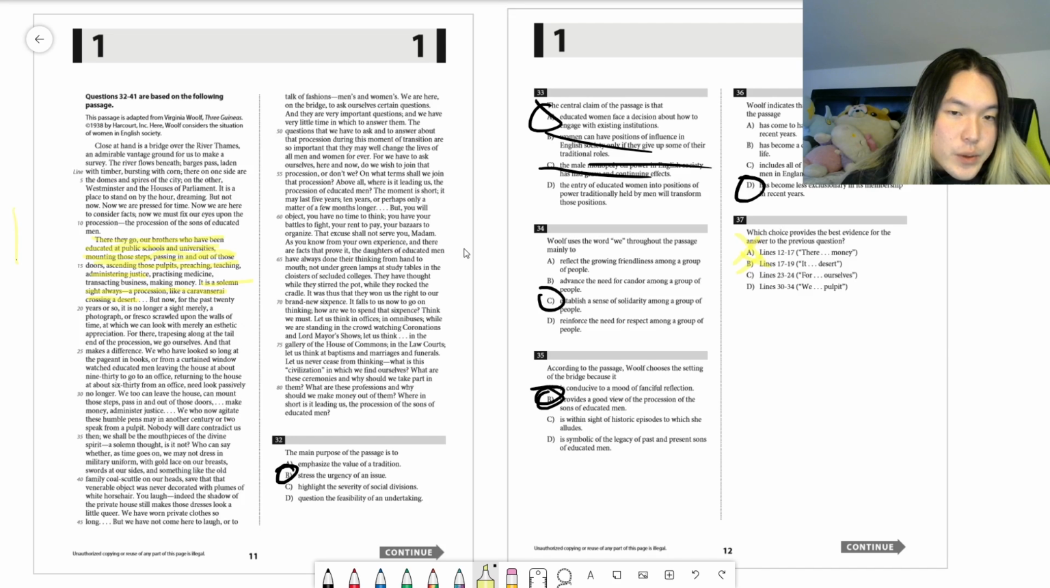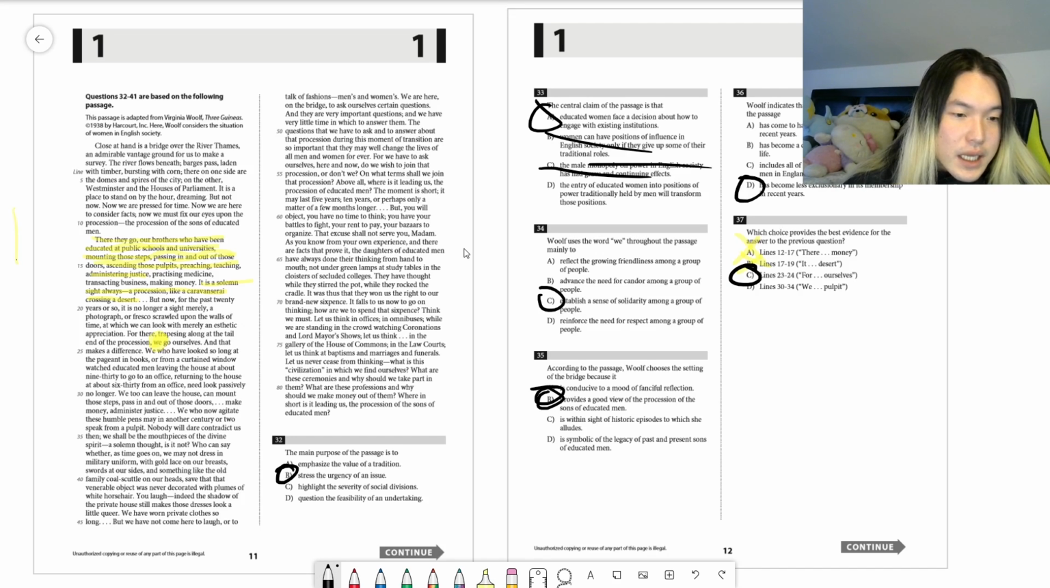So 23 to 24: "for there, trapesing at the tail end of the procession, we go ourselves." So here, you need to understand that "we" represents women. And because women have joined the procession, it is less exclusionary. Yeah, I like that one.